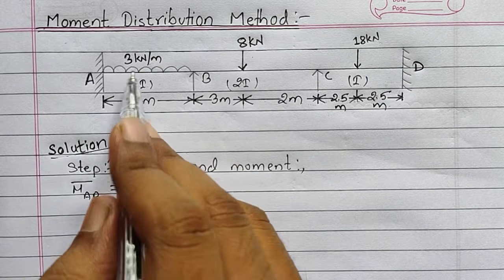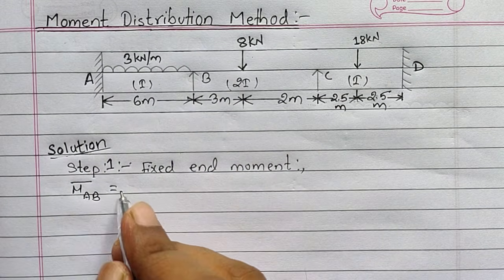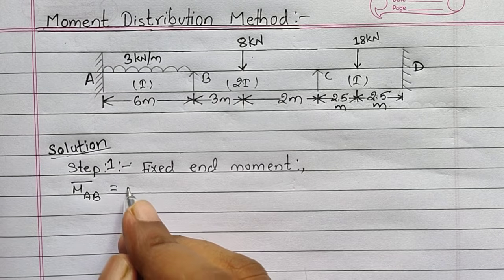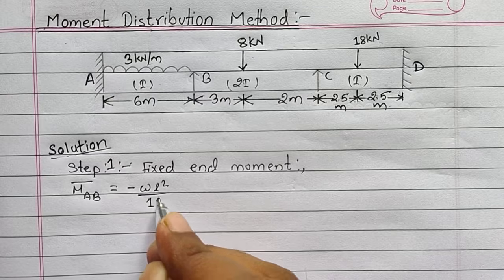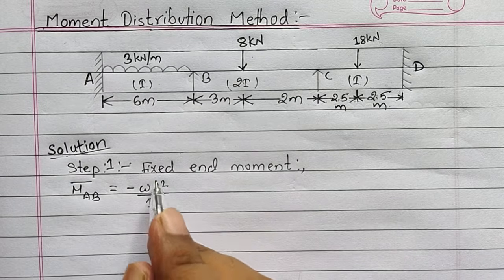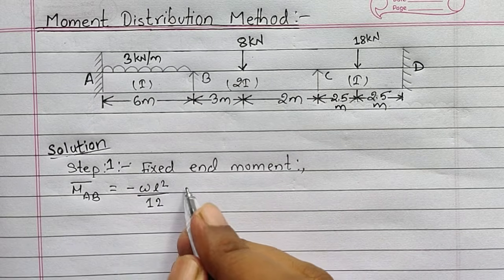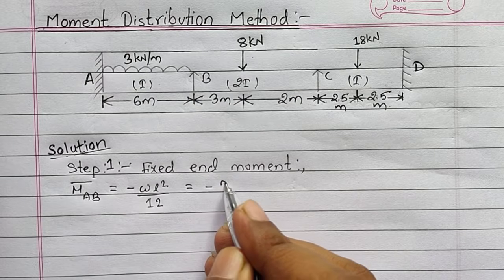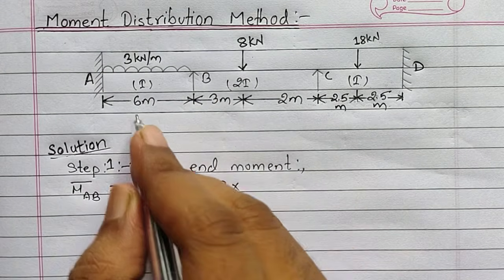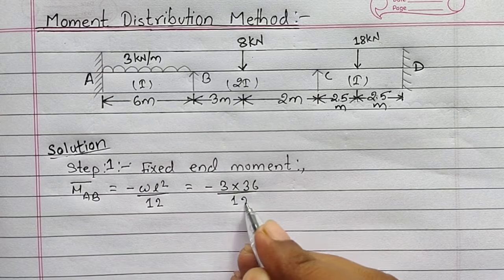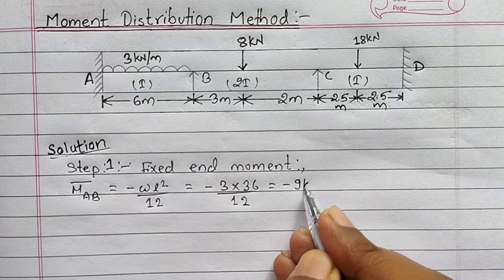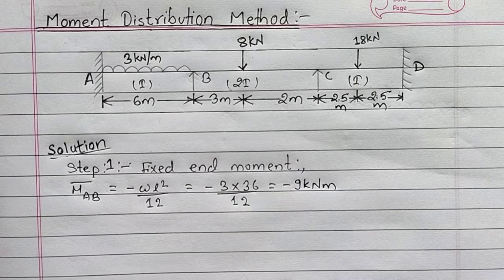When the span is loaded with UDL, then we have a formula to calculate the fixed end moment, that is minus W L square upon 12. This is the formula to find the fixed end moment. So on putting the value, we will have 3 times L square. L span is 6 meters, so 36 by 12. We will have here minus 9 kilonewton meter.